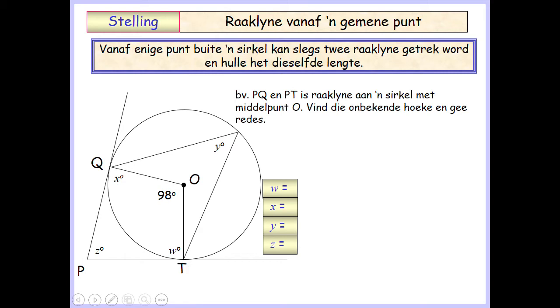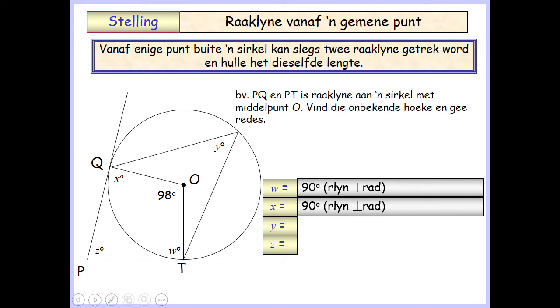Why 90? Want die raaklyn is loodreg op die radius, né? Okay, so what will the size of X be? 90, why? Same reason, tangent perpendicular to radius.